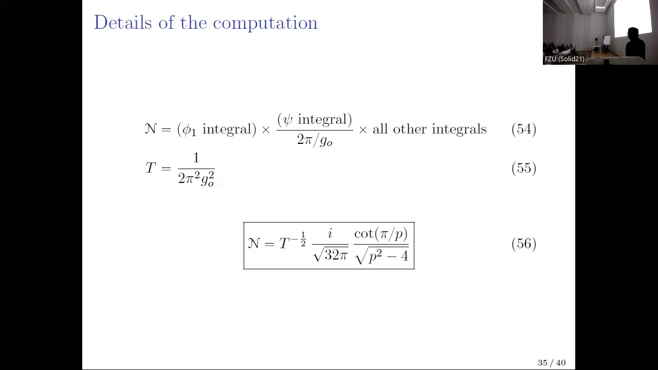Whereas here, the real issue is that the contour of integration is non-compact. It goes from minus infinity to plus infinity. And you just have to define that contour well.